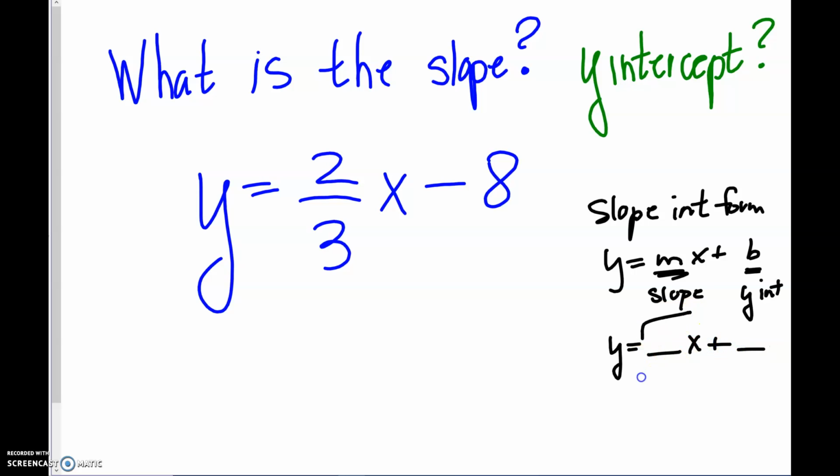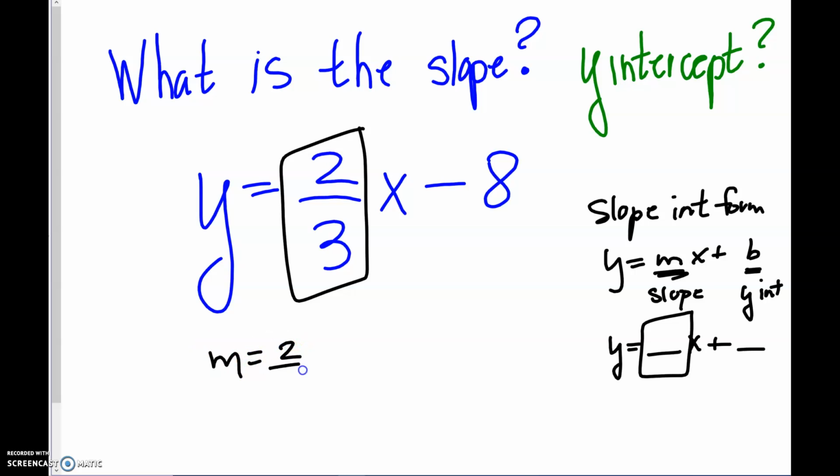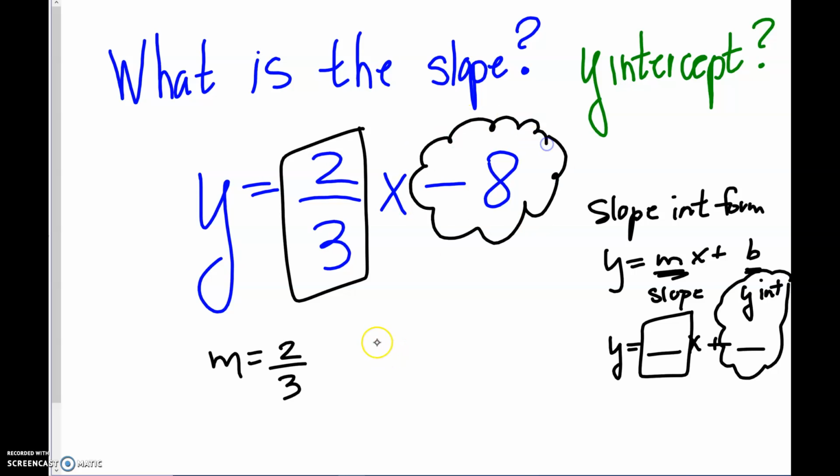So what number is in front of x? This number right here, that is going to represent our slope, so our slope is 2/3. Then we have at the end, right here, this is going to represent the y-intercept. So our y-intercept in this particular equation is -8.